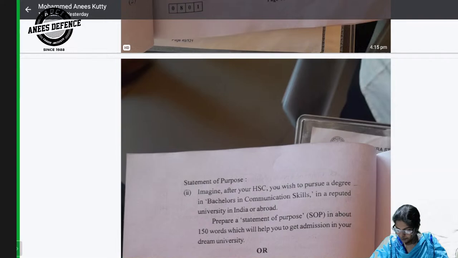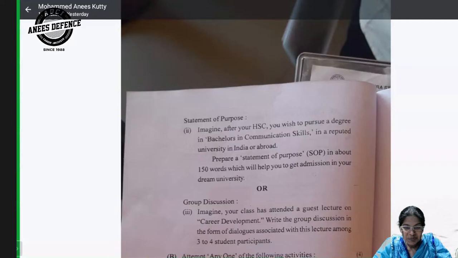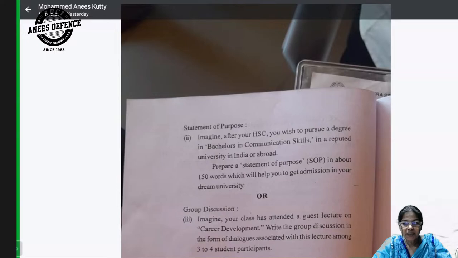The next question for you is a group discussion. Imagine your class has attended a guest lecture on career development. Write the group discussion in the form of a dialogue associated with this lecture among 3 to 4 participating students. Okay, so because it's a group discussion, we usually have a moderator. So you can also add a moderator who is part of the group discussion.